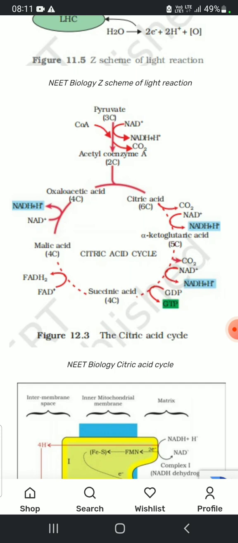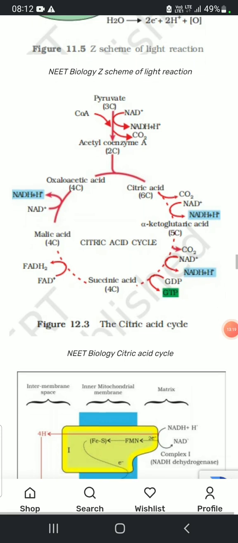And when succinyl CoA gets converted to succinic acid, at that time also GTP is formed.